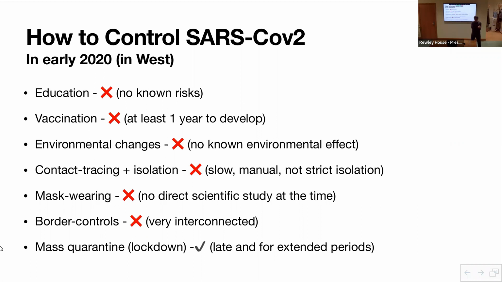Border controls are very difficult in Europe because it's such an interconnected place. And quarantines in general are very difficult to do in a democracy. So consequently, our lockdowns occurred very late. And because they were very late, they had to be done for a very extended period of time, because things have got a long way out of control by the time they were implemented.